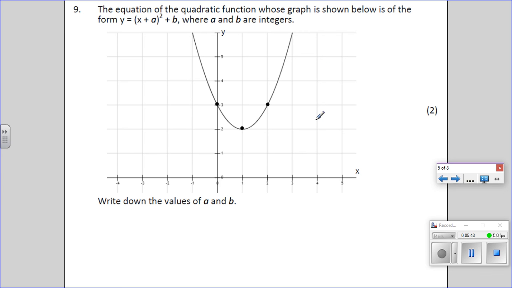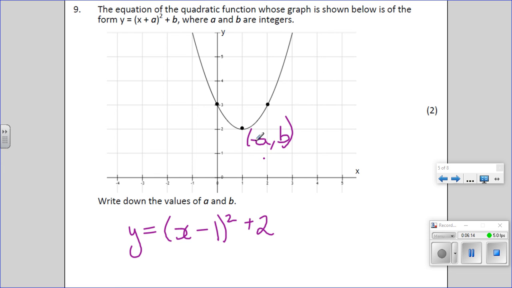Okay, so moving on now, we've got a quadratic, and the graph is in the form y equals (x plus a) all squared plus b, and a and b are integers. Now we know that a and b are the opposite of the x part of the turning point, plus the actual y part of the turning point. So what we have is that y is equal to (x minus 1) all squared, because we're 1 along, plus 2 because we're 2 up. And that is all we have to do there. 1 mark for identifying a, 1 mark for identifying b.